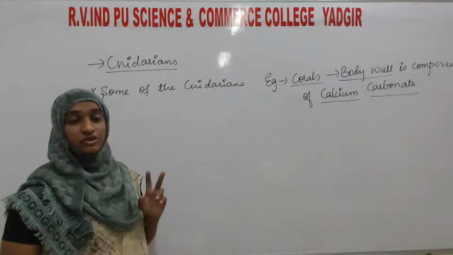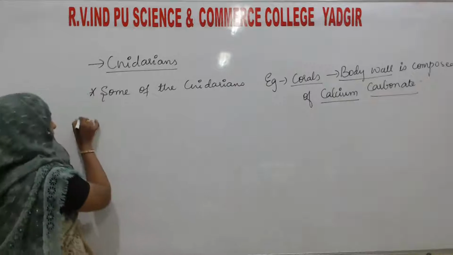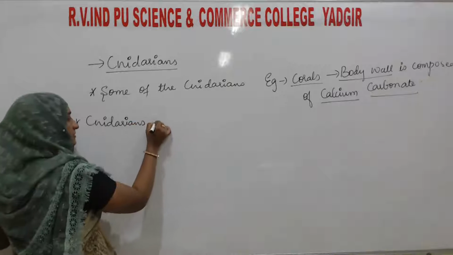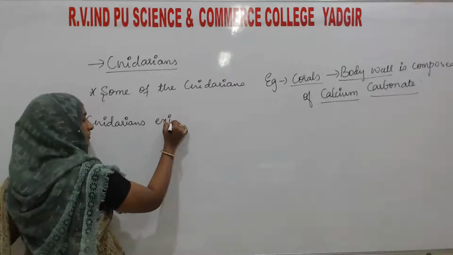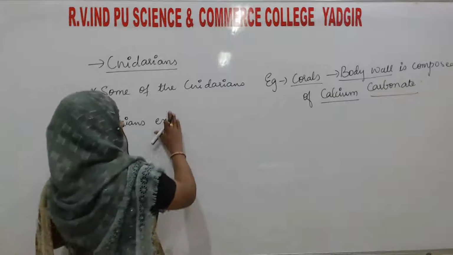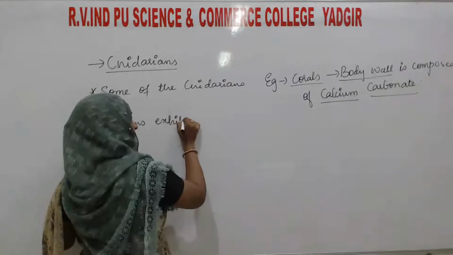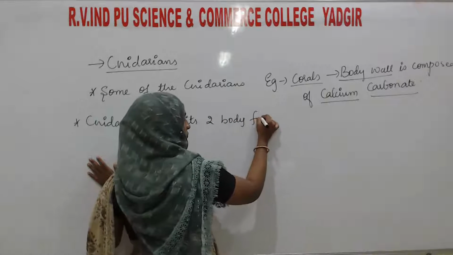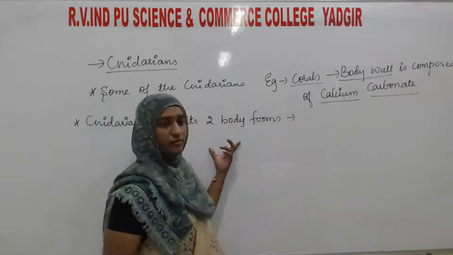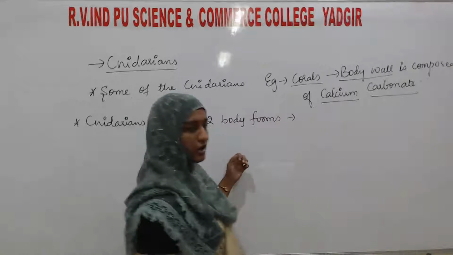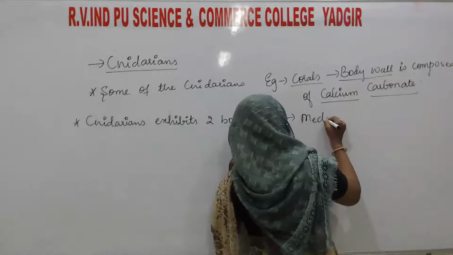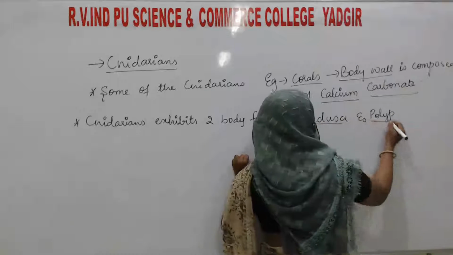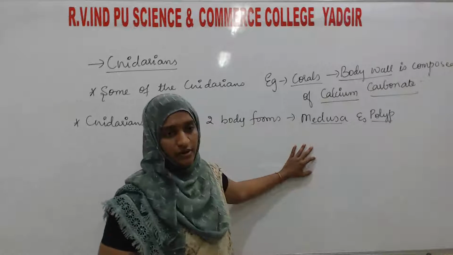Then cnidarians exhibit two body forms. And what are the two body forms? One is medusa and one is polyp. Medusa and polyp are the names of the two basic body forms.